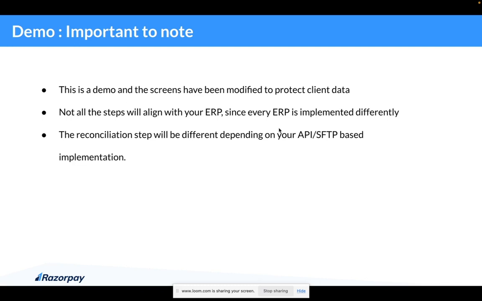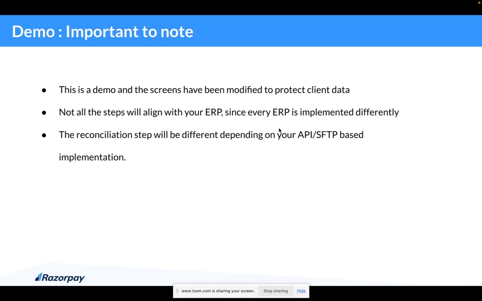Your payment run might happen differently. You may have different checks on your payment run. Those sort of things will happen, but this will give you a broad idea about what you can do with this implementation. Finally, the reconciliation step, how reconciliation automatically happens, cannot be covered in this video because it just automatically happens.